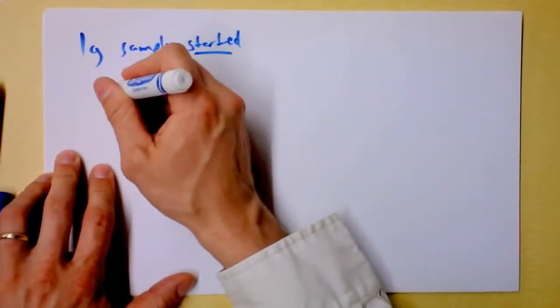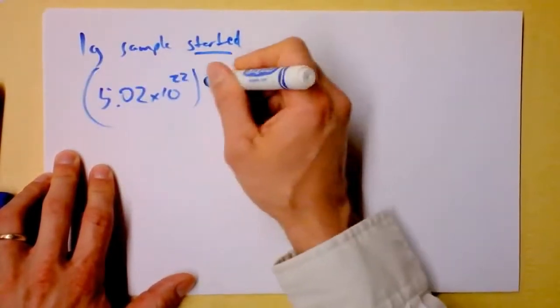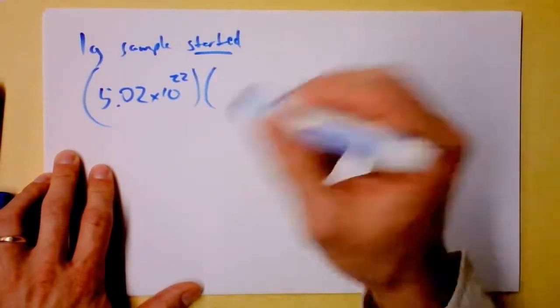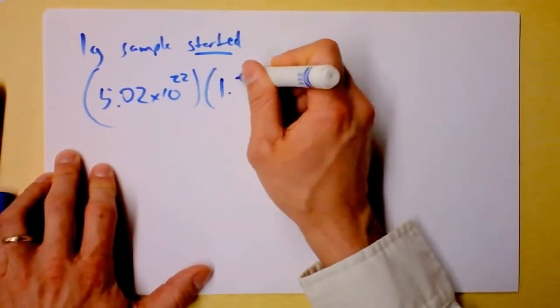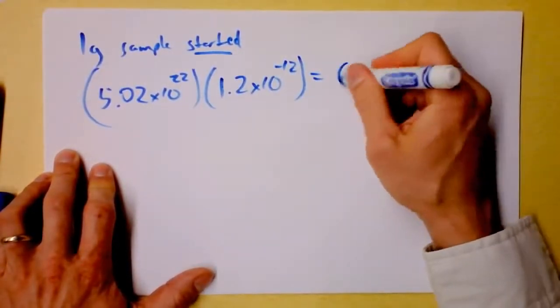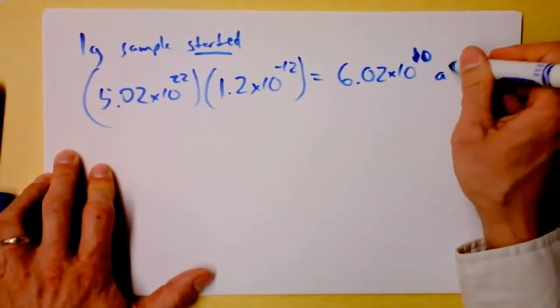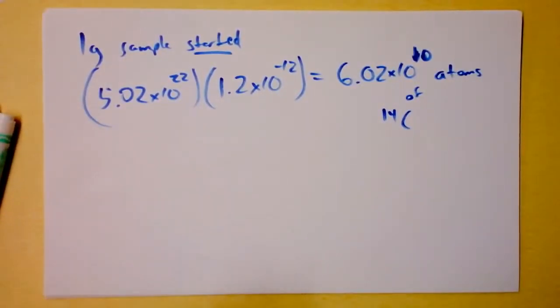I'm going to take 5.02 times 10 to the 22nd atoms and multiply by the fraction of the atoms that are actually carbon-14. That's a small number, 1.2 times 10 to the negative 12th. And that gives me 6.02 times 10 to the 10th atoms of carbon-14. That's what we're starting with, and it's a pretty big number. What's that, 60 billion? Yeah, we're still cool. We can look at that for a few thousand years.